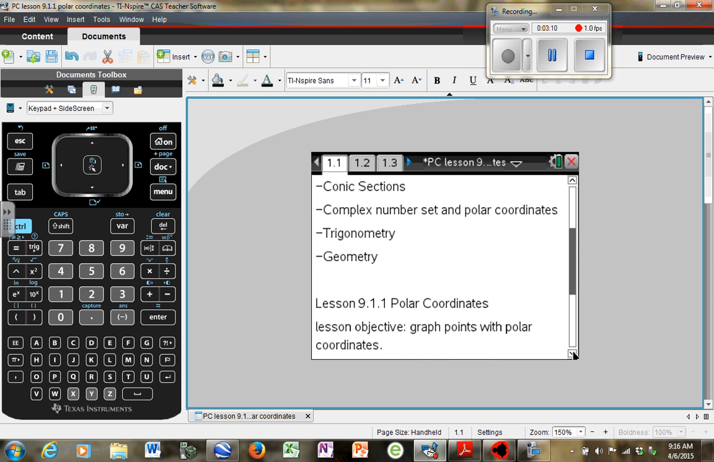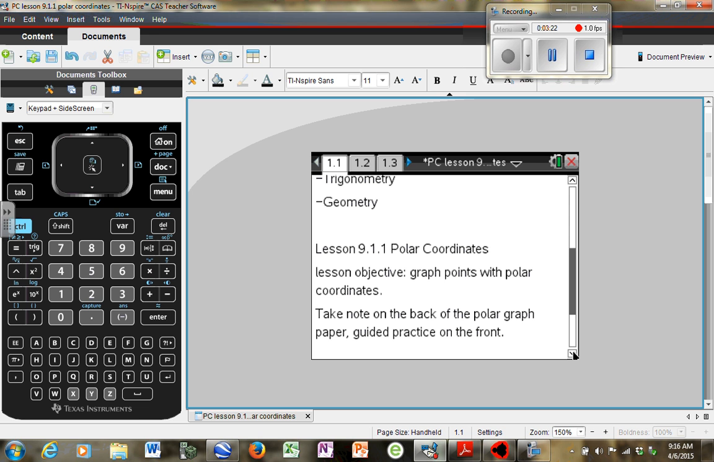We're going to do lesson 9.1.1 here, polar coordinates. Our lesson objective that you should write down in your notes is we're going to graph points with polar coordinates. Here's what I would like you to do. I'm going to give you that sheet with the graphs on one side. I'd like you to take notes on the back of that polar graph paper, and you're going to do the guided practice on the front. Except for the number 3 guided practice, you can do those on either side. That's what you're going to bring to class. We're going to check your graph paper and your guided practice 3 stuff.